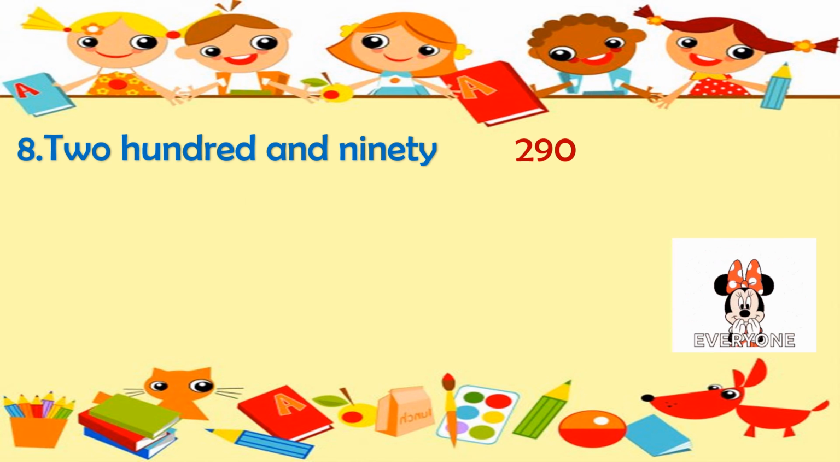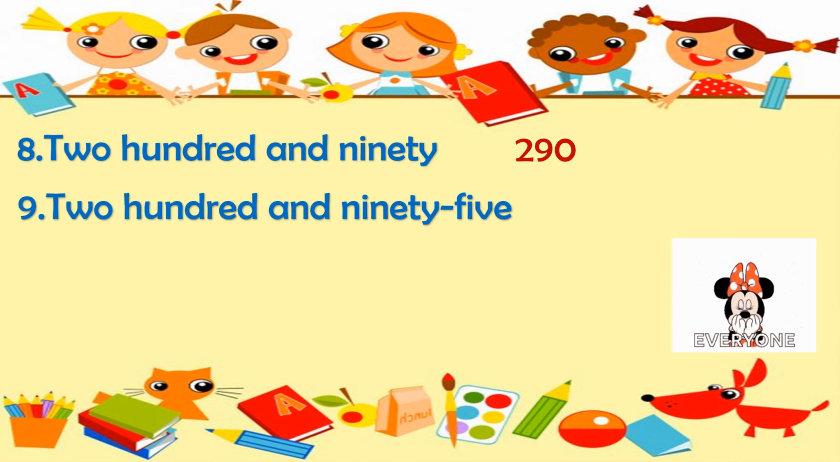You read these numbers as 290. Let's proceed to the number 9 vocabulary. Number 9 vocabulary is 295. T-W-O-H-U-N-D-R-E-D-A-N-D-N-I-N-E-T-Y hyphen F-I-V-E. You read this word as 295. But when you write 295 in number symbols, you should write 2, 9, and 5.